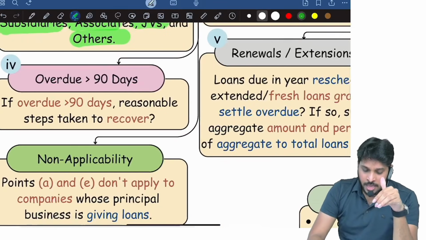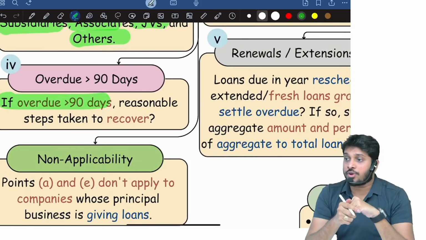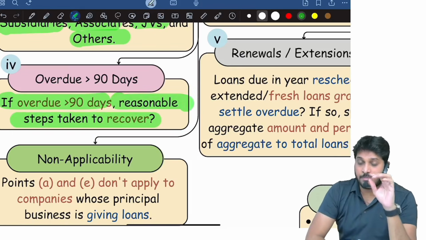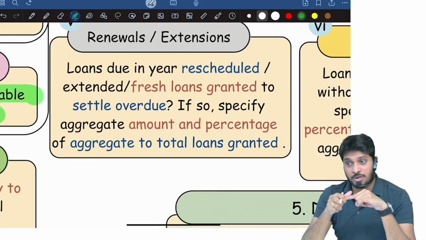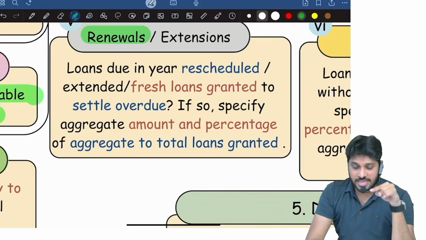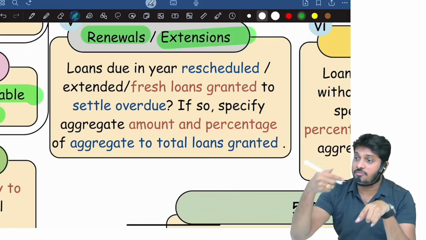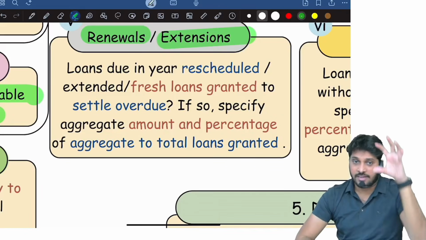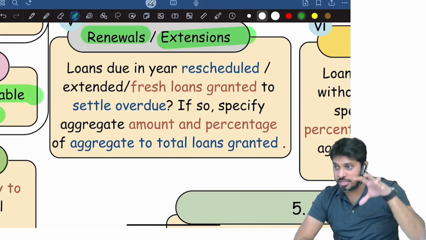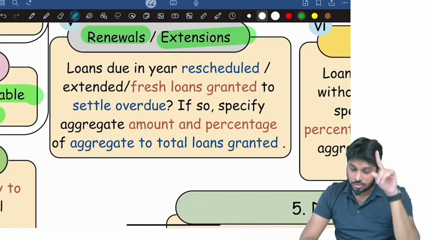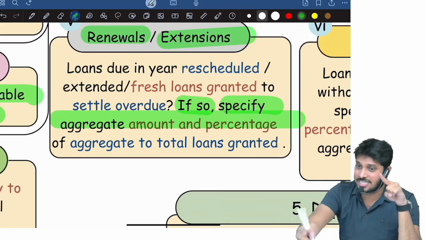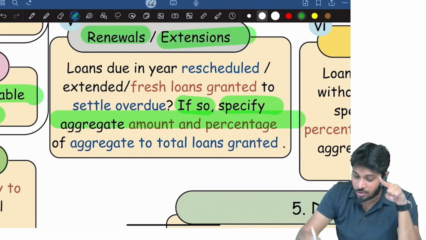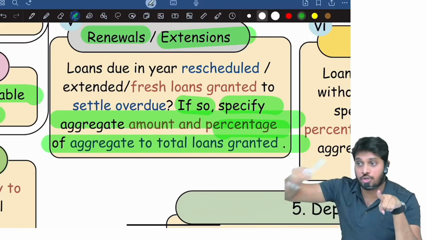Fourth one. Suppose they are not receiving regularly, there is an overdue for more than 90 days. What recovery steps has the company taken? Check out. Suppose during the year some loans were due, but the company renewed them. They gave an extension of credit period, or they gave a fresh loan to repay the old loan. If there are any loans and advances given during the year which are fresh loans to repay old loans, then specify how much is the total amount of renewals, re-extensions, fresh loans, and what is its percentage to the total loans granted.